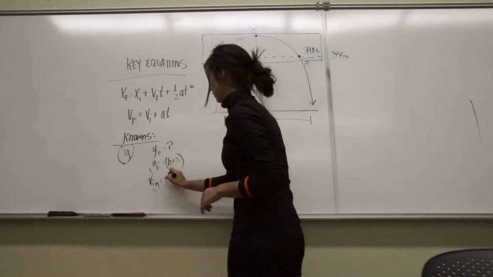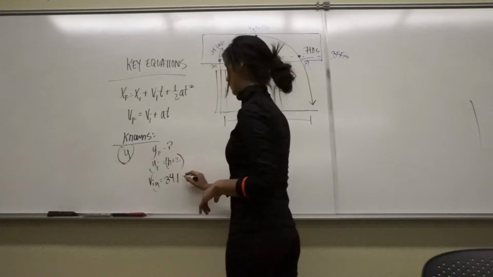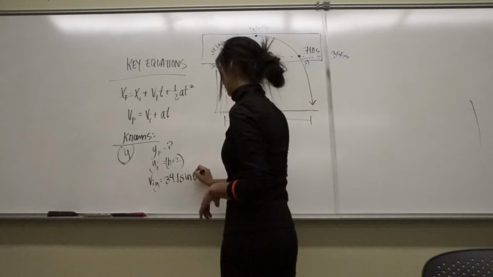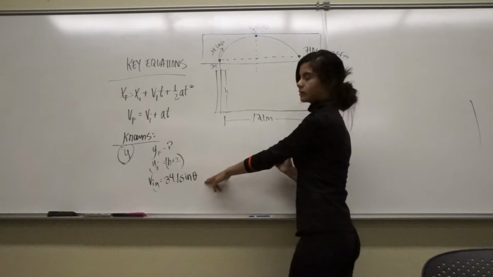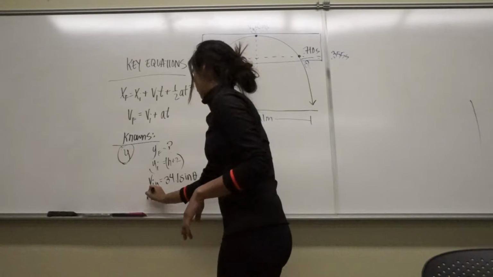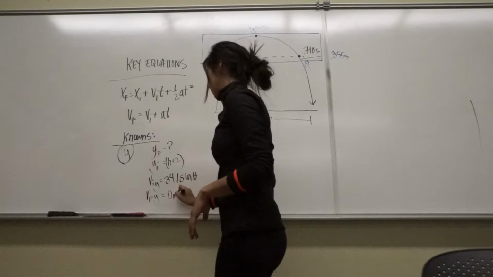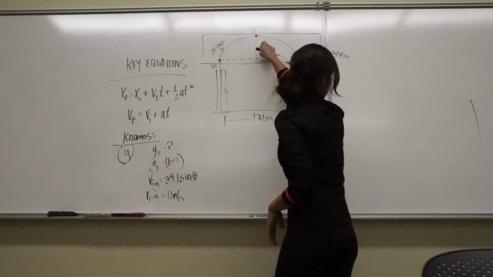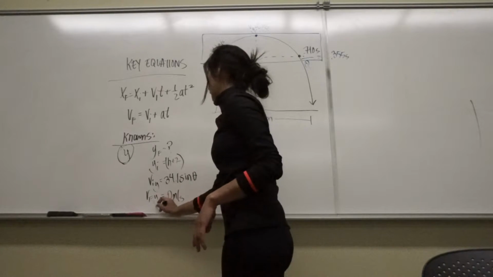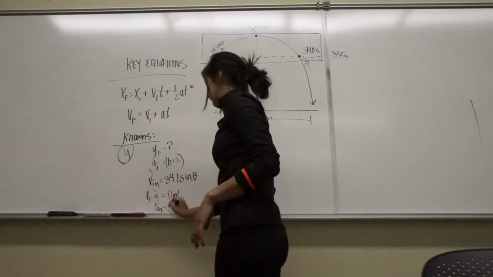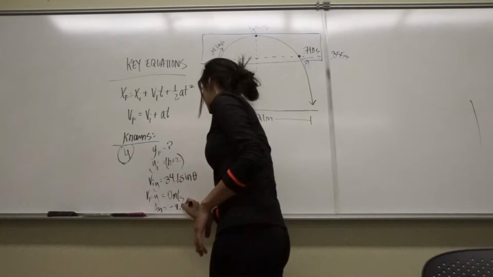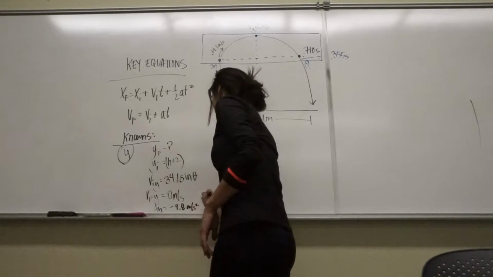So it'll be 34.1 sine of theta. We don't know what theta is. Theta is our angle, and we're going to figure that out right now. Our v_f of y is equal to 0 meters per second, according to this. And then our acceleration in the y direction is negative 9.8 meters per second squared.